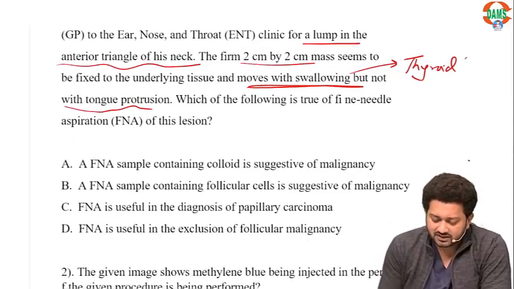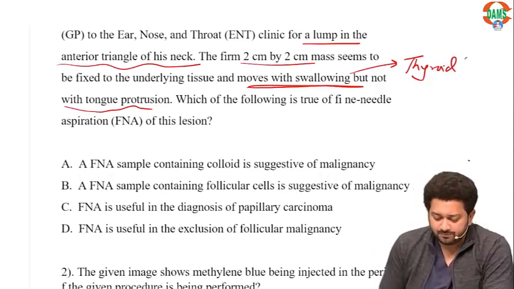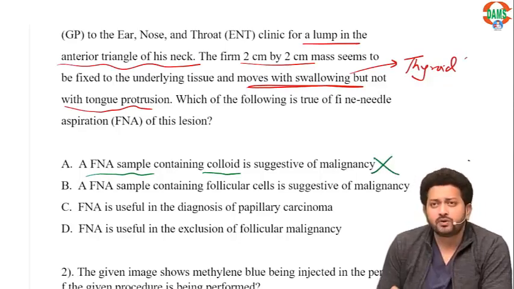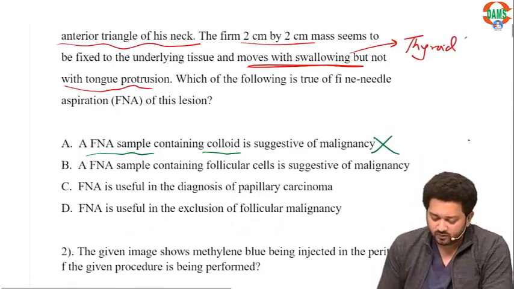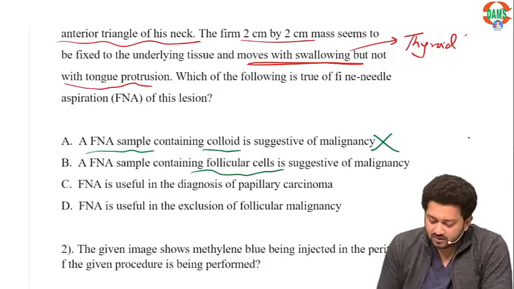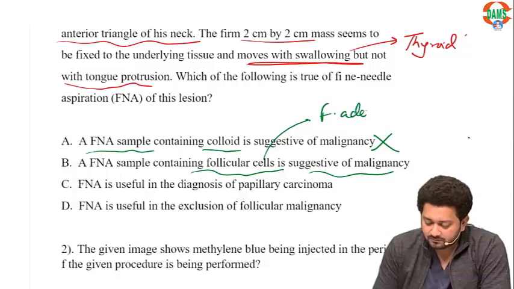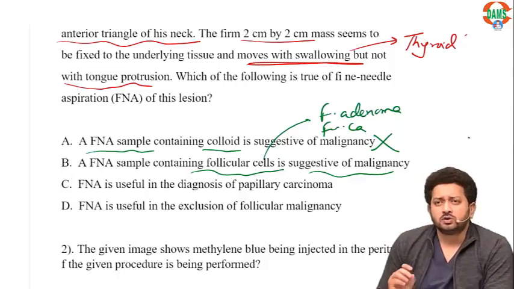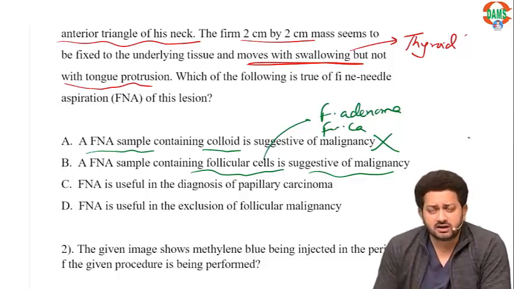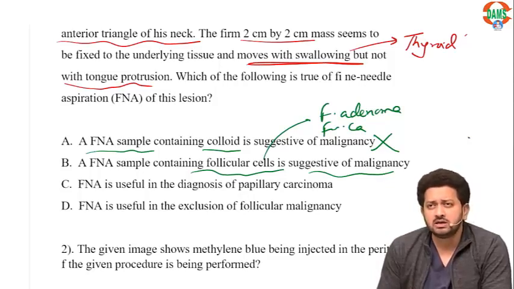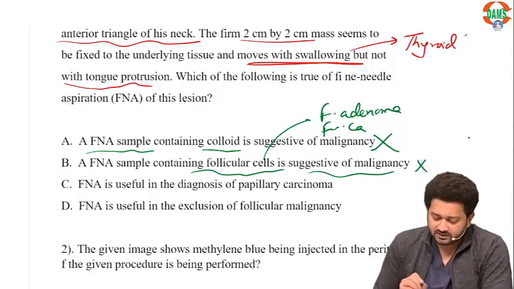When we do investigation by fine needle aspiration cytology, FNA sample containing colloid is suggestive of malignancy. That is wrong. Colloid is a benign condition. FNA sample containing follicular cells is suggestive of malignancy. Follicular cells can be a follicular adenoma and it can be a follicular carcinoma as well. So FNA cannot differentiate whether it is adenoma or carcinoma. We need to do a hemithyroidectomy and send the specimen for histopathology, and that will differentiate whether it is adenoma or carcinoma. So this is also wrong.